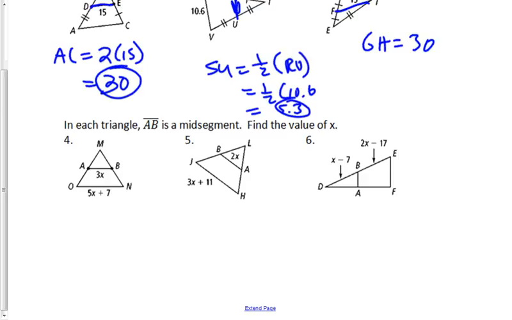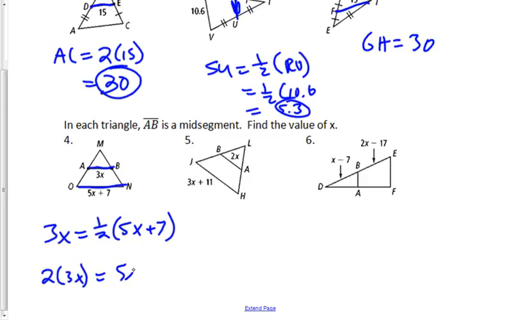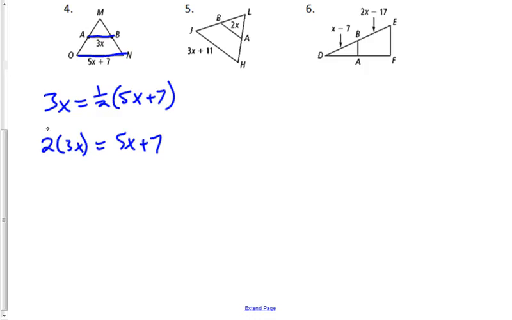Number 4. We want to find the value of x, and we know that mid-segments are always half of that third side that is not the parallel side. So 3x has to equal 1/2 of 5x plus 7. Or you could have said 2 times 3x is equal to 5x plus 7. Either way, both will work. I'm going to use the second one just because I like that better.